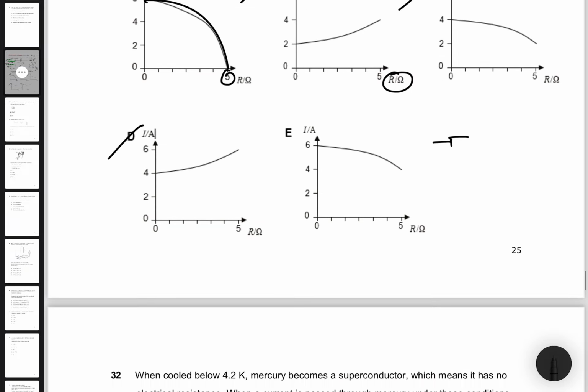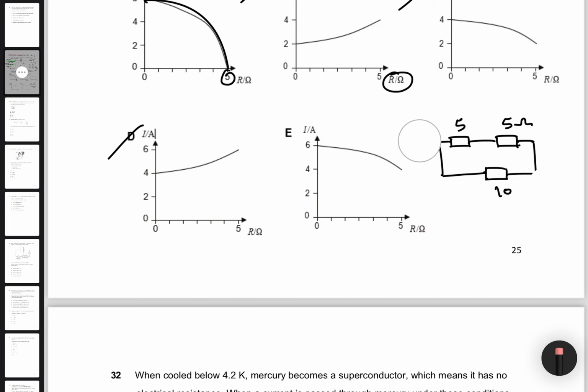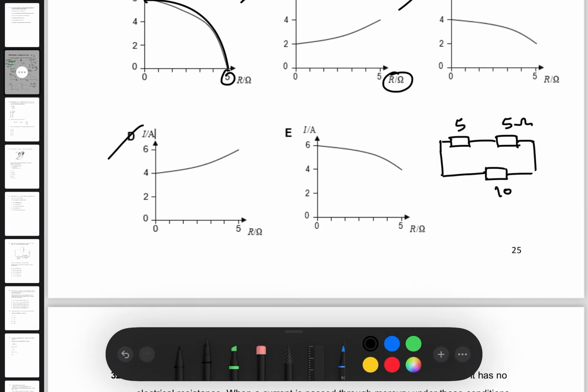So we can safely assume we're going to have a circuit that looks like this. This is the initial 5 ohm resistor, and now it's in series with another 5 ohm resistor. And we have the 10 ohm resistor here at the bottom, right? In order to find the total resistance of this circuit, we can use the formulas we just learned. These two are in series, right? So we can safely assume that they have 10 ohms of total resistance, and then the two 10 ohms are in parallel with each other.